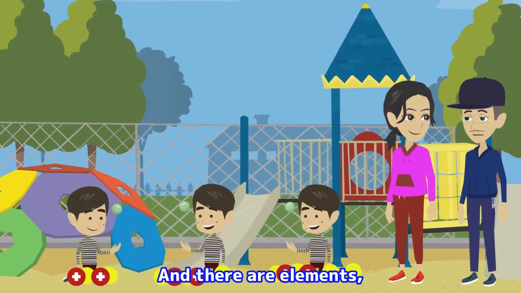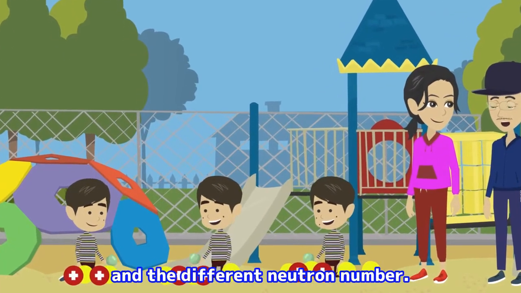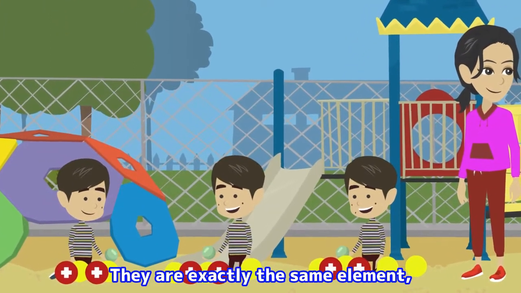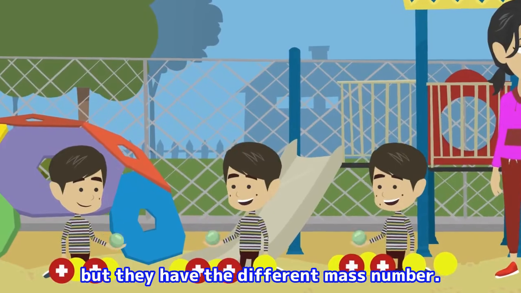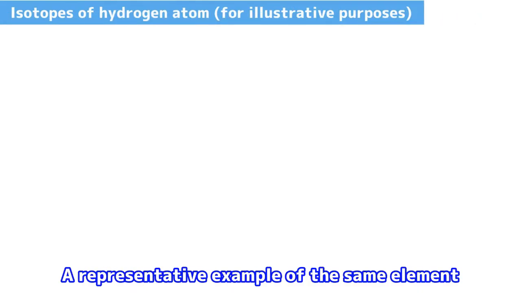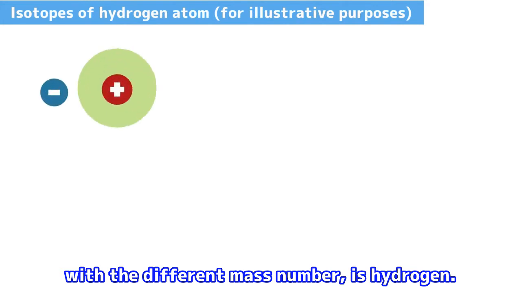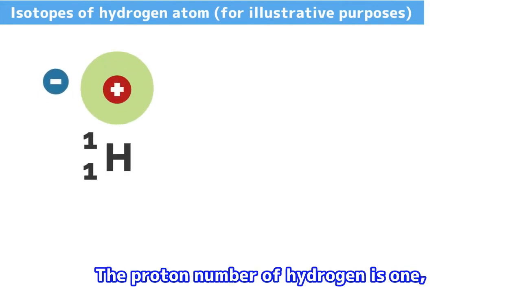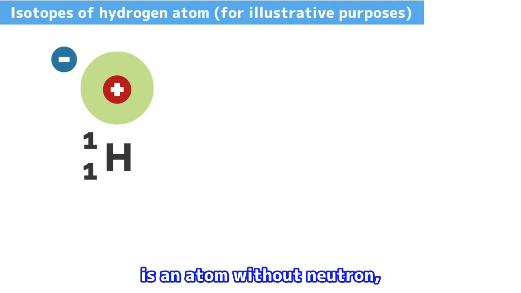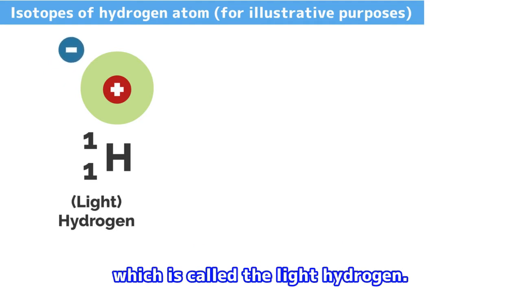And there are elements which have the same proton number and a different neutron number. In other words, they are exactly the same element, but they have the different mass number. A representative example of the same element with a different mass number is hydrogen. The proton number of hydrogen is 1, and the most dominant atom in the environment is an atom without neutron, which is called the light hydrogen.